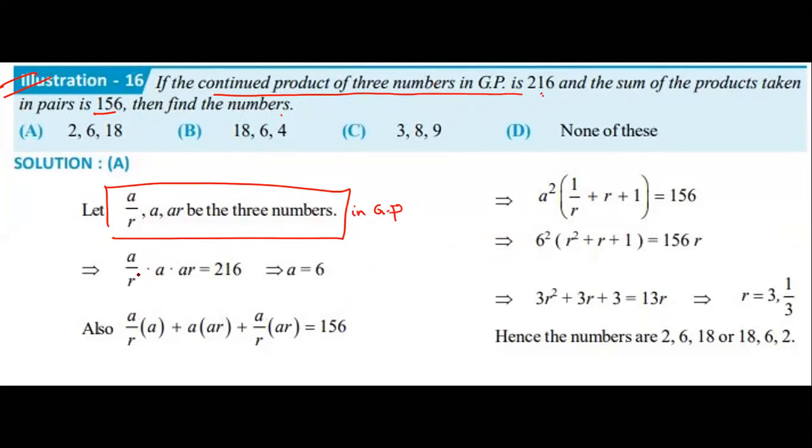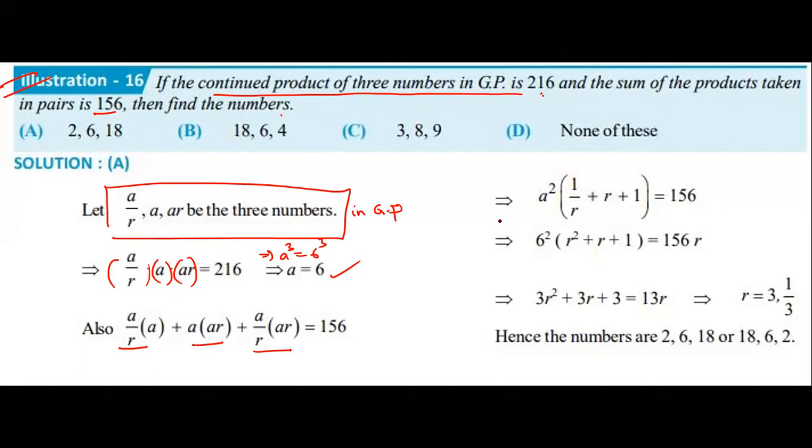Product of three numbers is how much? Multiply these numbers. Like this, how much? 216. r, r cancel. a cube is equal to 216, which means 6 cube. So a is 6. And the sum of the products taken in pairs means what here? Pairs means how much is coming? a square into 1 by r plus 1 is equal to 156.